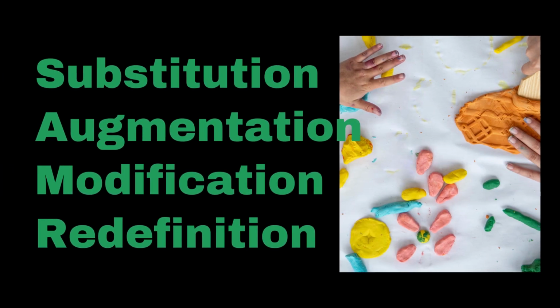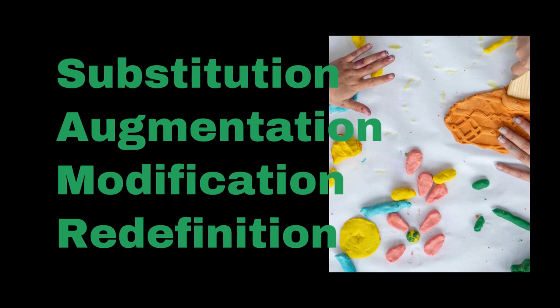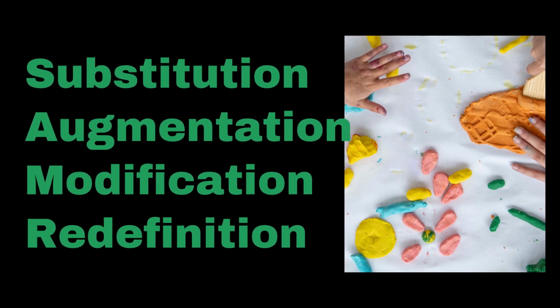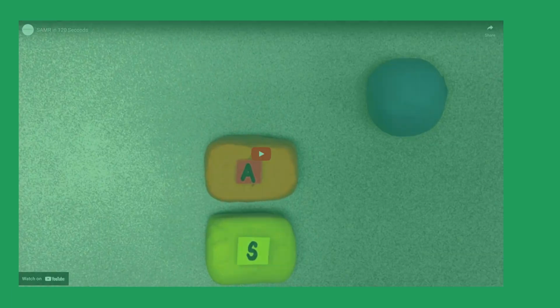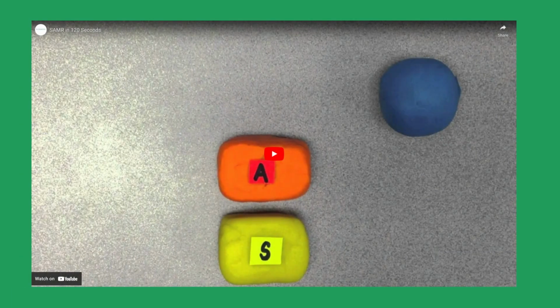The first framework is substitution, augmentation, modification, and redefinition, commonly known as SAMR. This framework has been described as more of a linear model for incorporating technology into the classroom. It is described as this because it starts with using technology as the direct substitution for a common item. Then you can add layers of technology to create a complete digital lesson. I have a quick video that will explain SAMR.